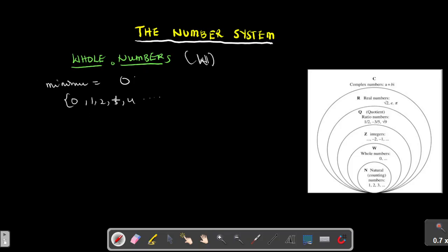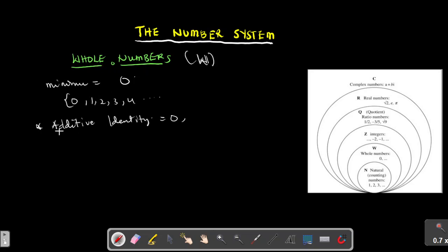So whole numbers simply follow the additive identity. The additive identity of zero is a powerful property: when I add any number to zero, I still get that same number. That is a property of whole numbers here, not of natural numbers.